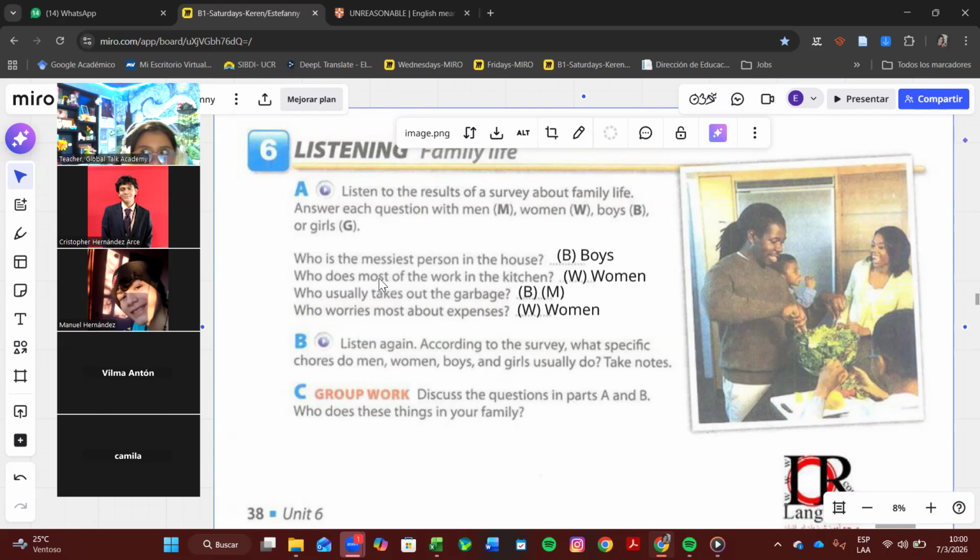So in my case, for example, it's my sister. But in your case, it could be your father, your brother, your mother, whatever. So the idea is for you to exchange information about your family and to think, well, in my case, it's women, in my case, it's men. So, who does most of the work in the kitchen? You can say your mother, or in my case, I or me, or your sister, and so on.